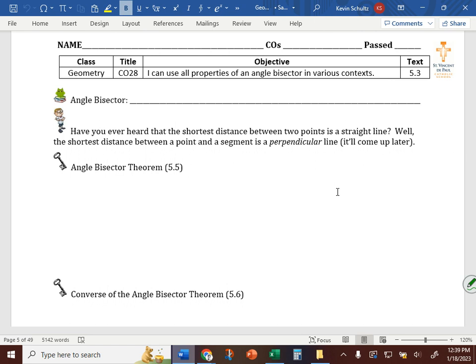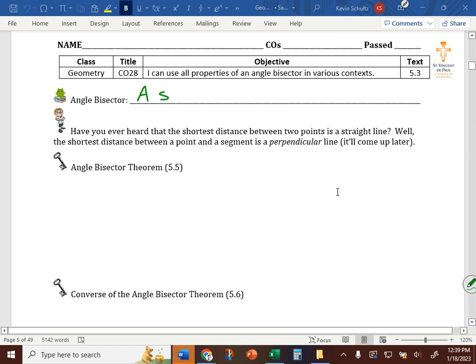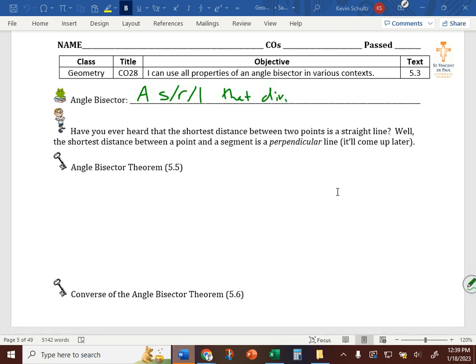Okay, so an angle bisector is a segment, ray, or line that divides an angle into two congruent parts. Okay? A segment, ray, or line that divides an angle into two congruent parts.